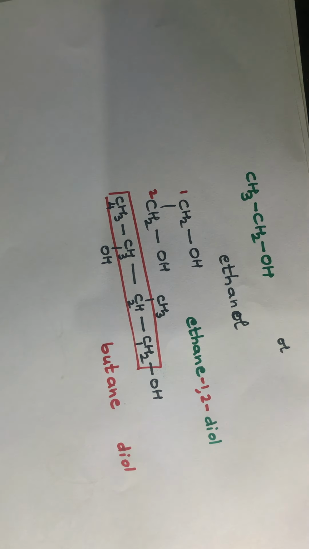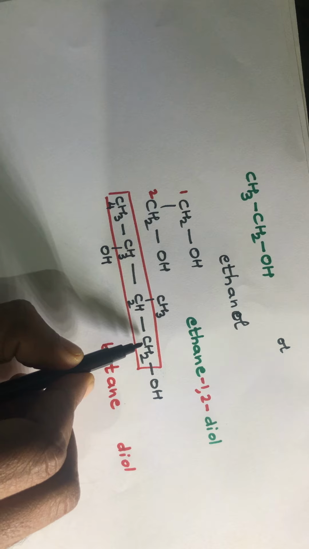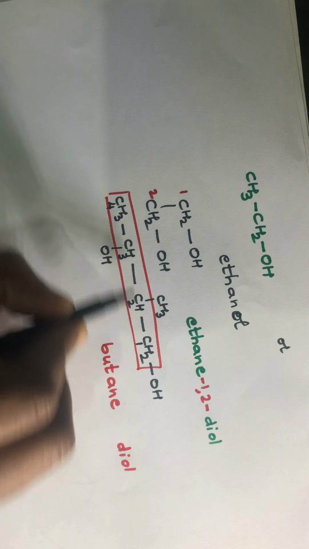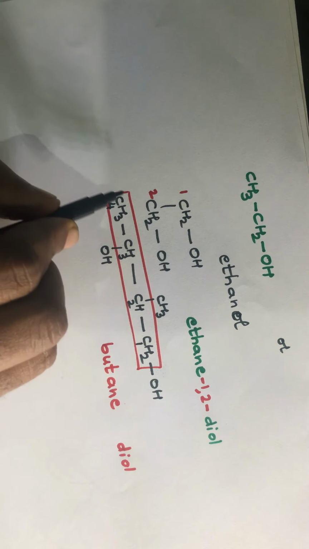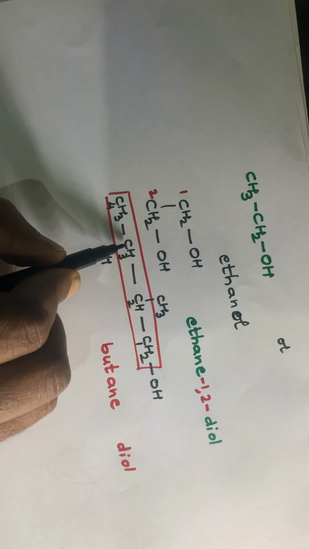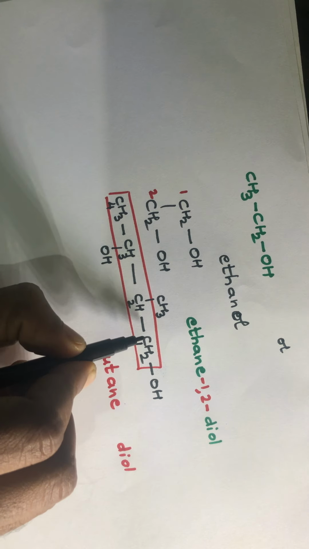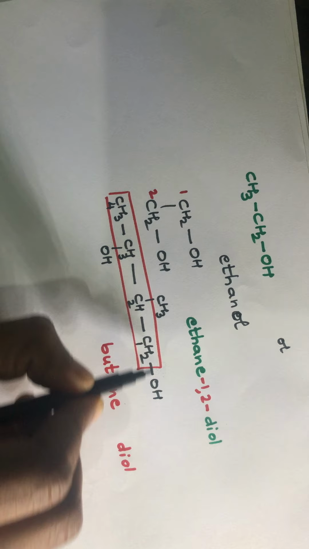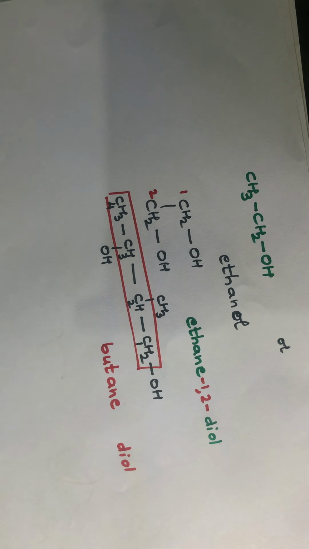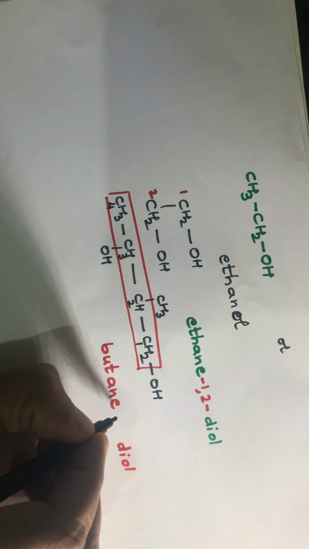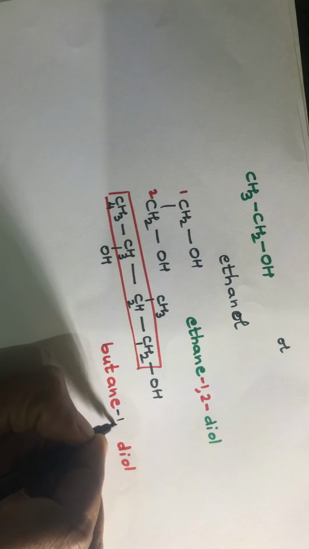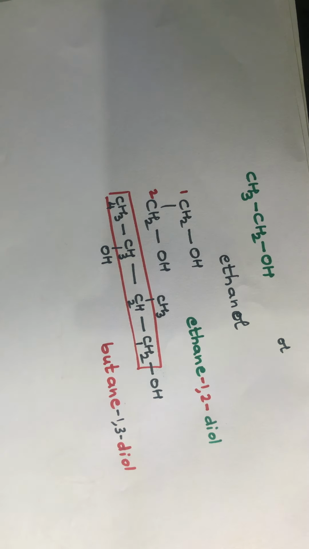If there are two similar functional groups, then you can take the sum of those numbers, the locants. So this carbon gets the first number and this carbon gets the third. So 1 plus 3 is 4. If I number it from the other side, this carbon will get the second number and this carbon will get the fourth. So 2 plus 4 is 6. So this is the best way of naming: butane 1,3 diol.